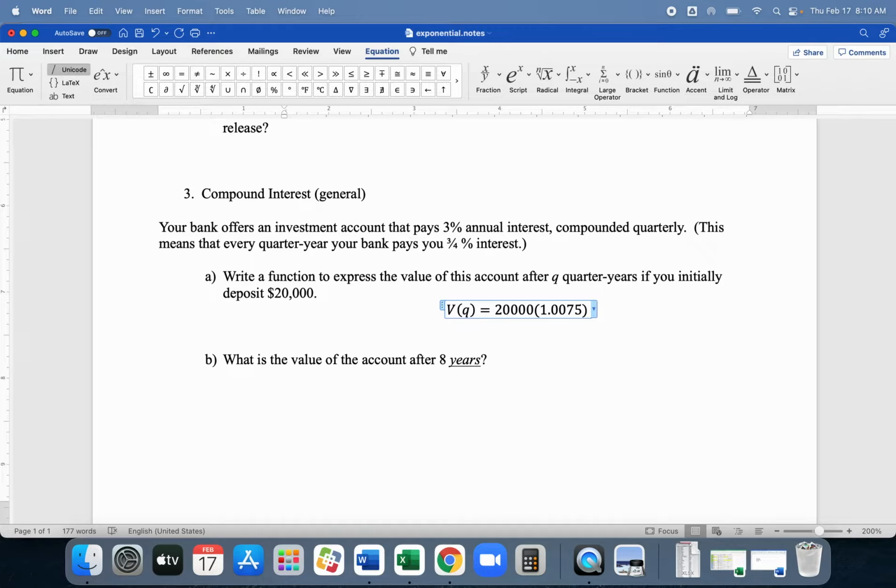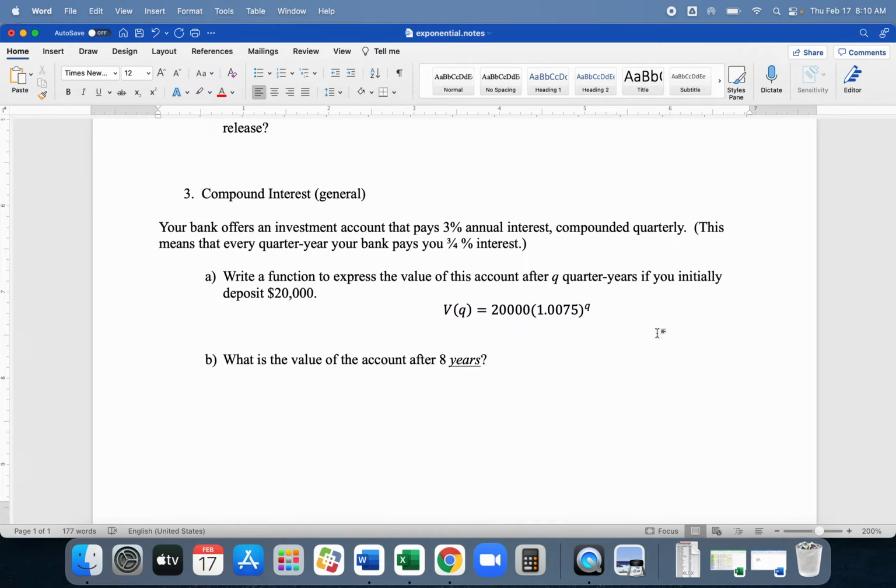All right, so that's my growth factor. Very small amount of growth, but then again, it was 0.75%. 1 plus 0.0075. And then it increases by that amount, that 0.75% every quarter of a year. So I want this to be raised to the power Q. So here's a function that shows my value after Q quarters have gone by.